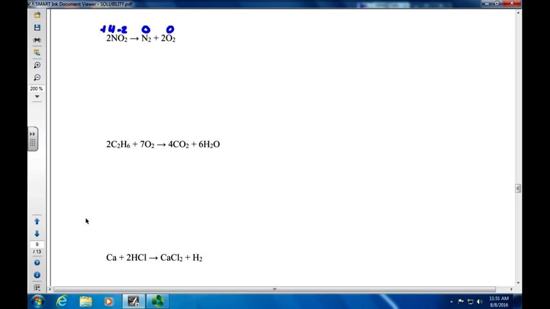Before we continue with determining the oxidizing agent and the reducing agent, let's take a moment to identify what kind of reaction we're actually looking at here. Well, we're taking a larger molecule and breaking it up into its simpler parts. That is called a decomposition reaction.